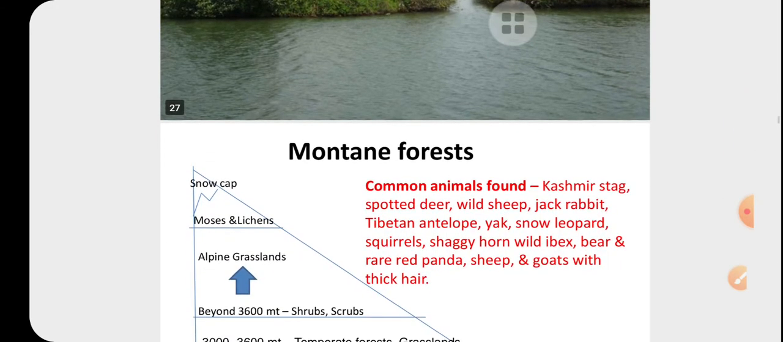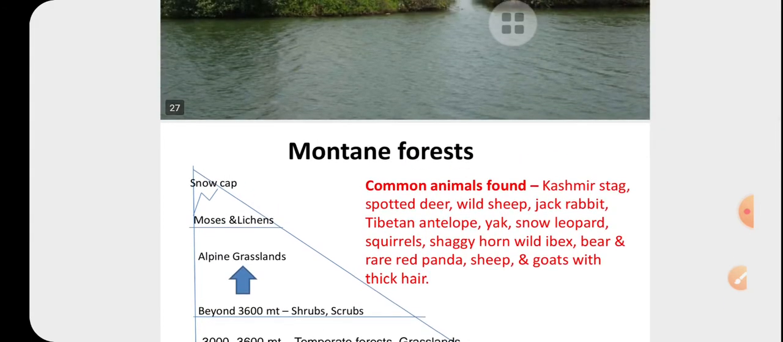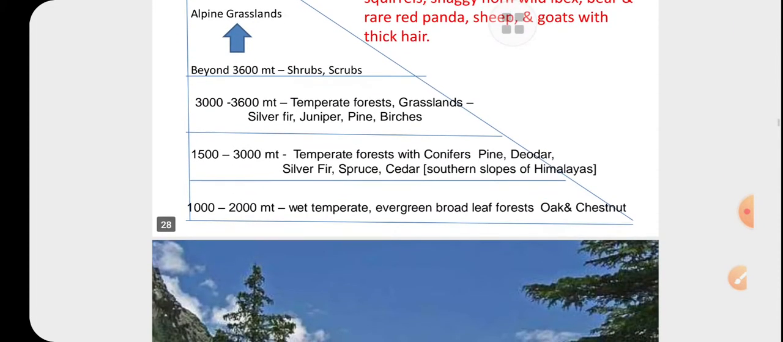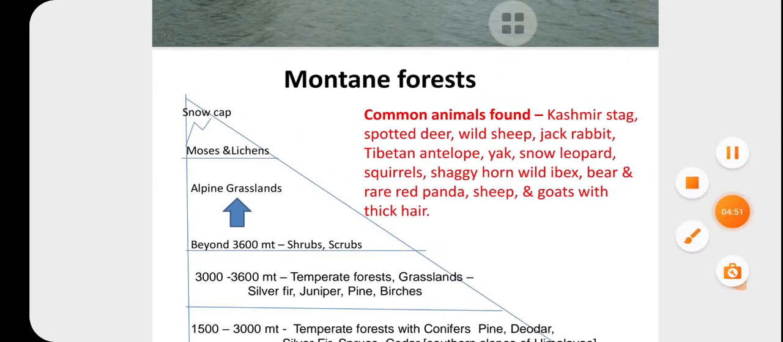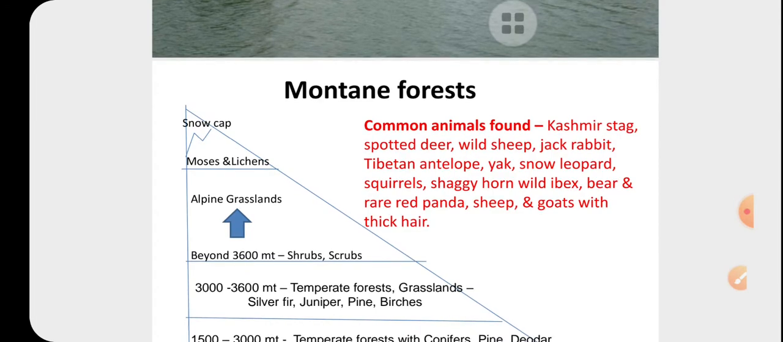Now another type of forest, that is montane. Montane means, like the spelling if you see, it is different from mountain, so that's why we call them montane forest. When we go altitudinally higher and higher, the variety of forest we get changes, as we saw in the previous video. From tropical to the polar region, we have a variety of forests, and this we call montane forest.